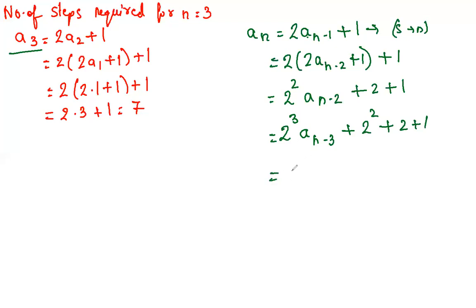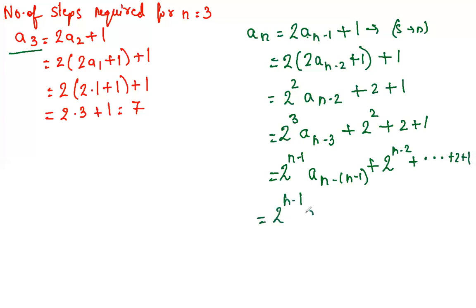So if we go by this way, by the method of induction, we can write 2 to the power n minus 1, where this number basically represents the number of times we are breaking it up. So if we are at the n minus 1 step of breaking it up, we can write it like this: 2 to the power n minus 1 plus 2 to the power n minus 2 plus dot dot dot plus 2 plus 1. That is 2 to the power n minus 1 times A1, because n minus n gets cancelled off, plus 2 to the power n minus 2 plus 2 plus 1.